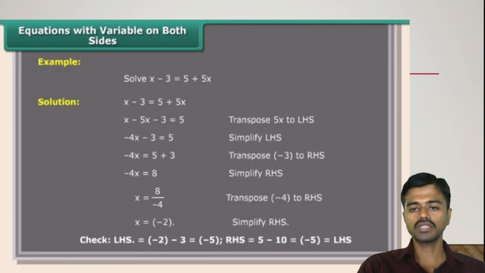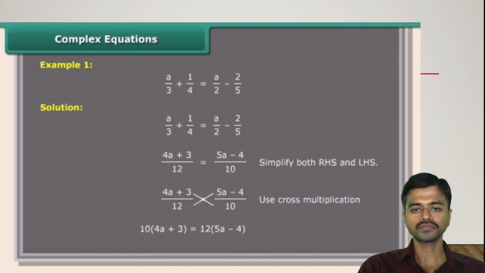If variables are placed on both the sides, we'll keep one side for the variable and another side for the constant. So we will write x minus 5x is equal to 5 plus 3. So minus 4x is equal to 8. So it will give you x is equal to minus 8 upon 4. That will be x is equal to minus 2. So in this way, we can solve the questions related to the variables, and we can check the values by putting the value of the answer in the given question in the place of x.